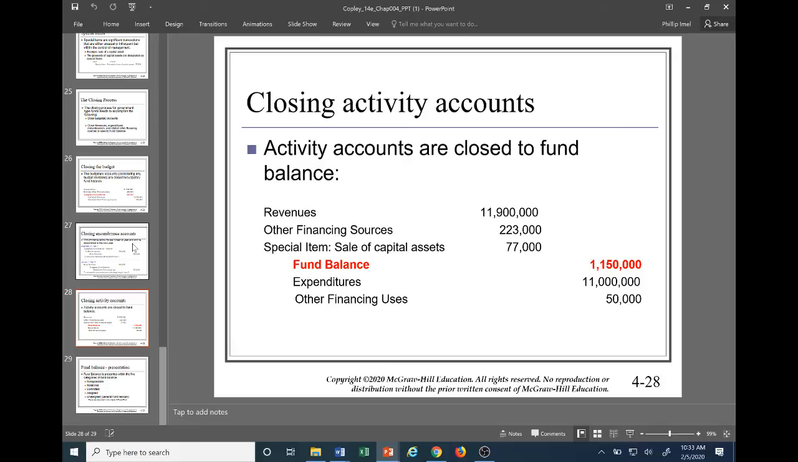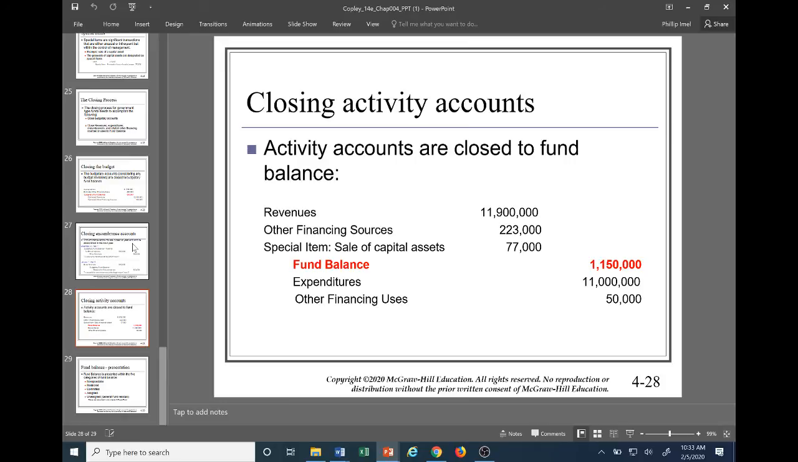We know revenues were originally credited throughout the operating period. All the entries dealing with revenue were credited. Other financing sources, we know all those were original credit entries. Special item, remember we sold that capital asset for $77,000. We know that was a credit entry originally, because we got the cash as a debit, we credited the special item.